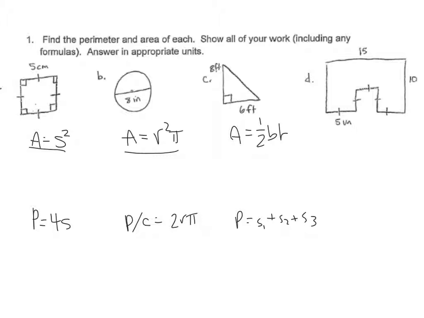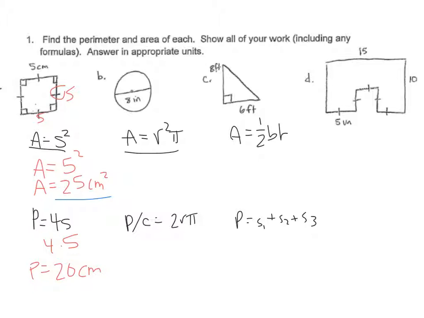So for the square, the side length is 5. There's 5 ticks all the way around. So it's area equals 5 squared. Area equals 25, and my units have to be centimeters squared. The perimeter is 4 times 5, so the perimeter is 20 centimeters. So make sure you have units for both.